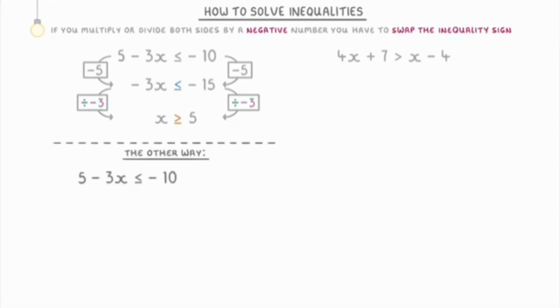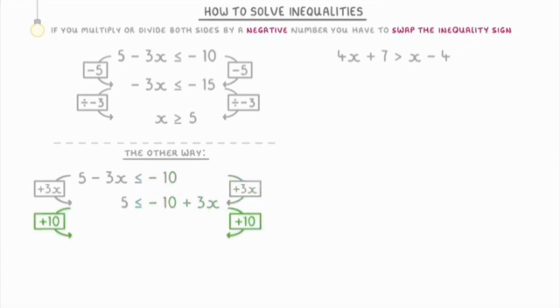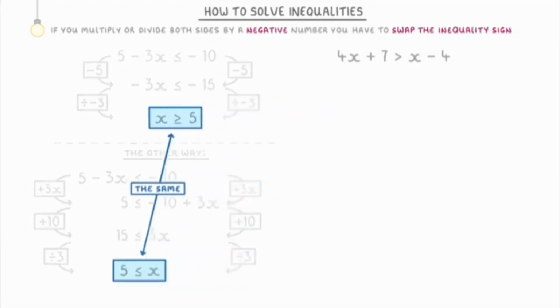Then the second way that we could have done this question would be to add 3x to both sides to get 5 is less than or equal to -10 plus 3x. Then add 10 to both sides to get 15 is less than or equal to 3x. And finally, divide both sides by 3 to get 5 is less than or equal to x. And remember, this is exactly the same thing as saying that x is more than or equal to 5, like we got in the first place.